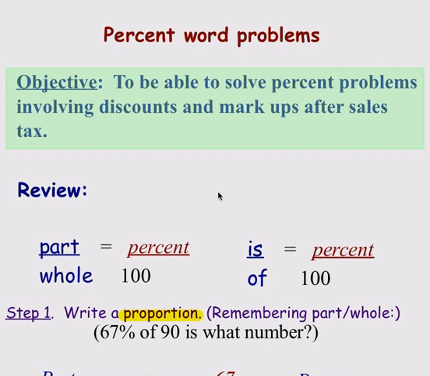Today's lesson on percent word problems. My goal today is for you to be able to obviously find discounts, find a reduced price, and then a price with sales tax. And I'm also going to try to do that with a markup example.